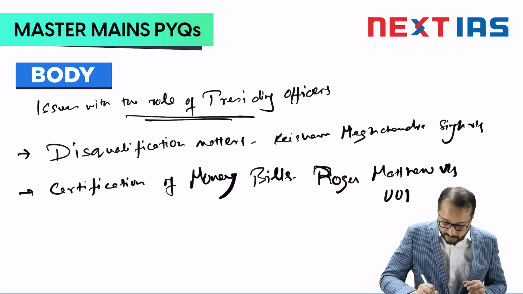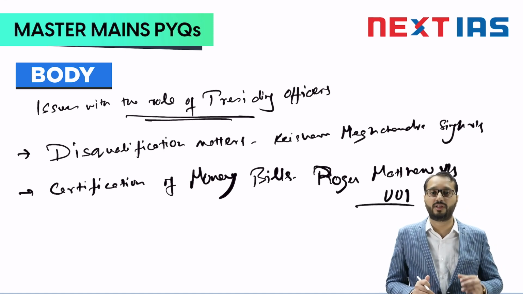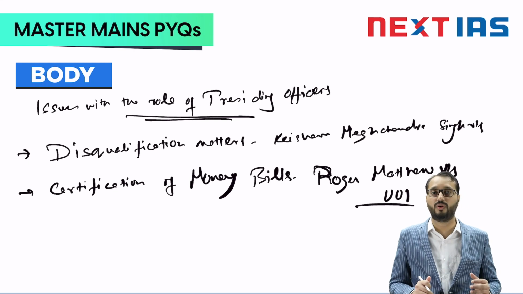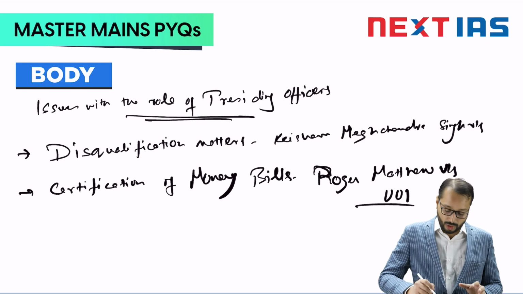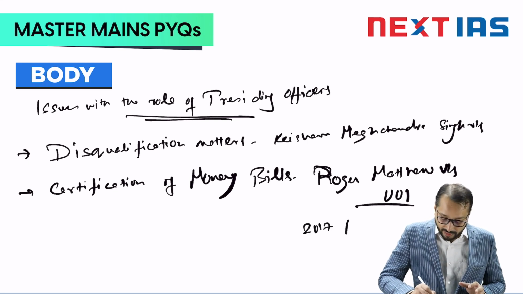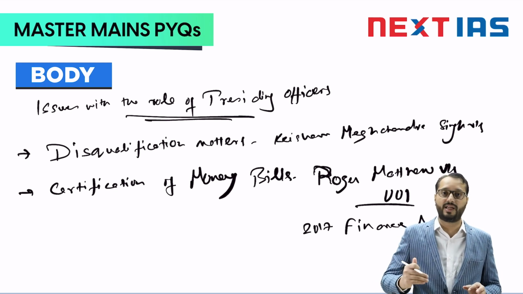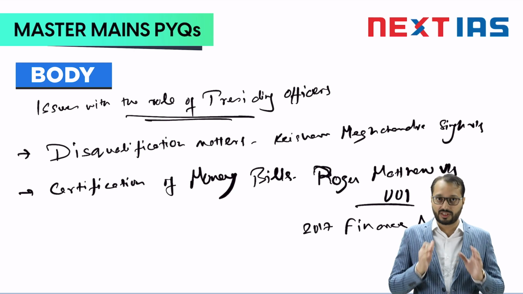versus Union of India, where a 5-judge Supreme Court bench headed by Chief Justice of India Ranjan Gogoi, ex-Chief Justice of India Ranjan Gogoi, struck down an amendment to the 2017 Finance Act, right, where some reforms in the tribunals were passed as a money bill, right? So this was struck down.